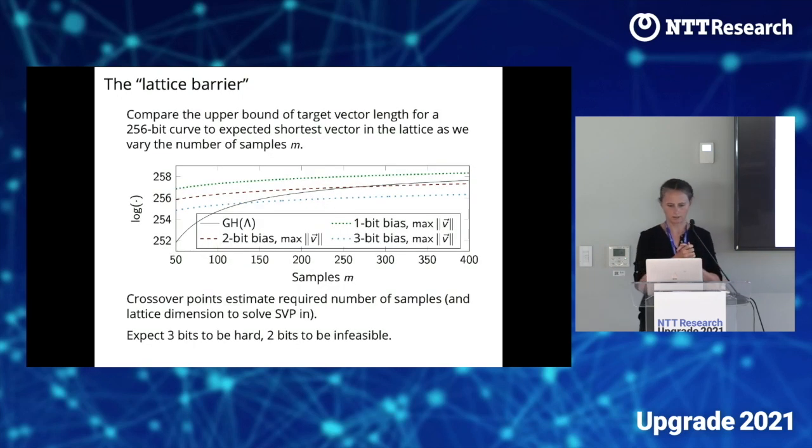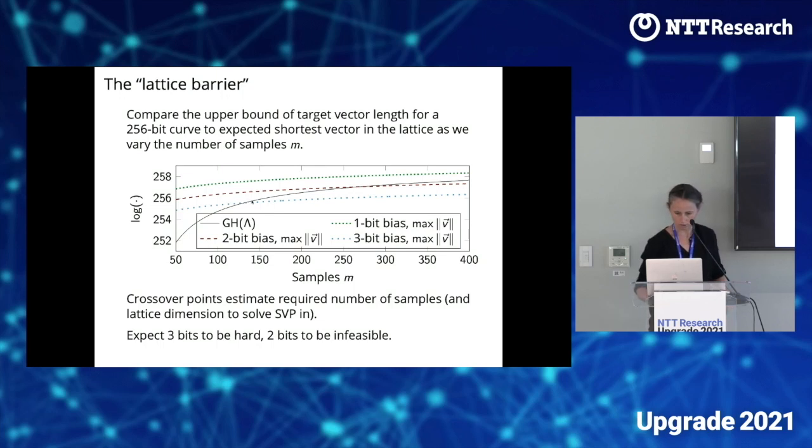So this is what this calculation looks like. Here, this plot is a little bit confusing. This solid line is plotting the length of the Gaussian heuristic, so the log of the length is on the y-axis. And then we are computing the bound on the length of the target vector for different numbers of bits leaked. So this is with learning 3 bits per nonce, this is learning 2 bits per nonce, and this is learning 1 bit per nonce.